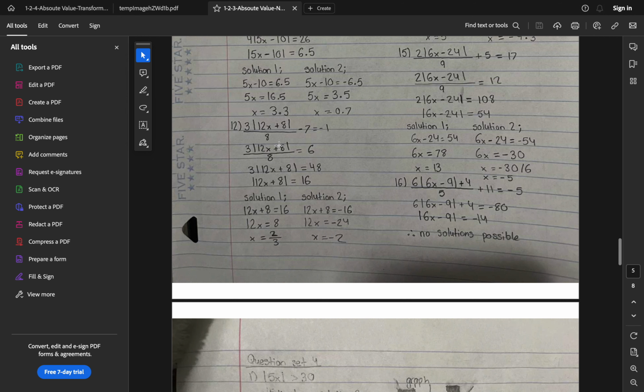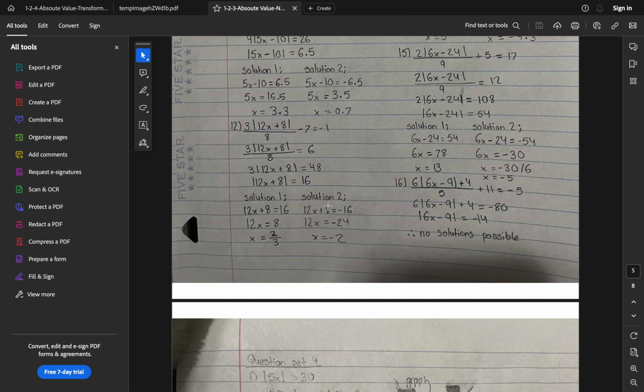Question number 12. We have 3 times the absolute value of 12x plus 8, divided by 8, minus 7. Once again, we rearrange so that we only have the numbers in the absolute value. We go step by step according to BEDMAS, and we end up getting the absolute value of 12x plus 8 is equivalent to 16. Two possibilities: equivalent to positive 16 and negative 16. First, for the positive 16, if we isolate for x, we get 12x is equivalent to 8, and then x is equivalent to 2 over 3.